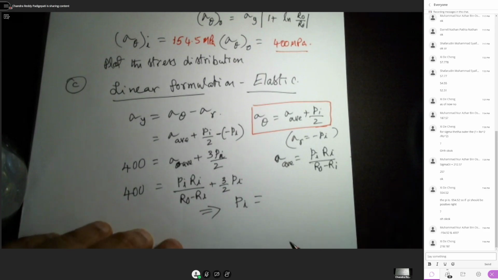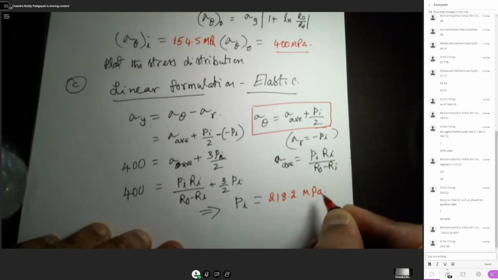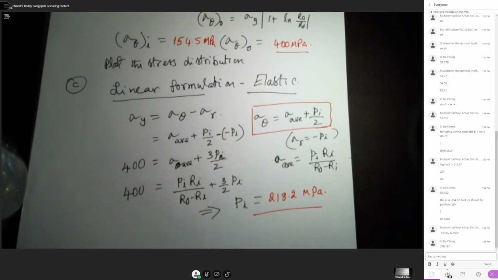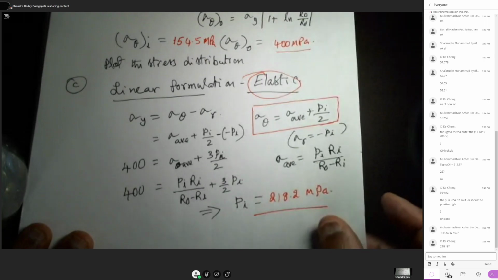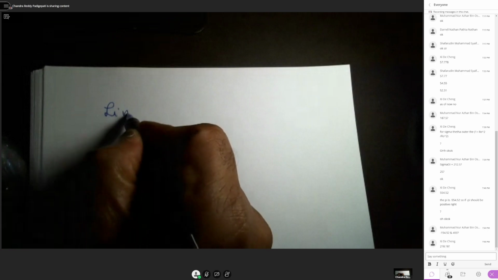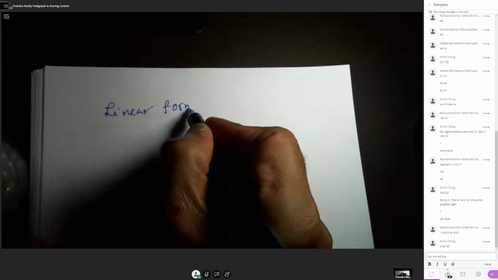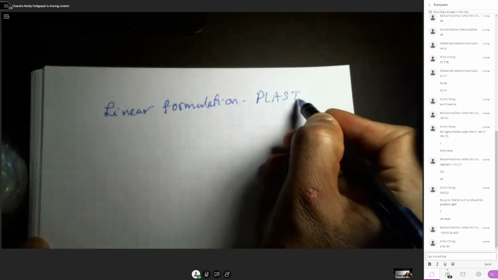That's correct, Sage. So you can write 218.2 megapascals. So this is the pressure for linear formulation elastic. So now we have to do the same thing for plastic, linear formulation for plastic. Okay, I take this out. So now we do linear formulation plastic.